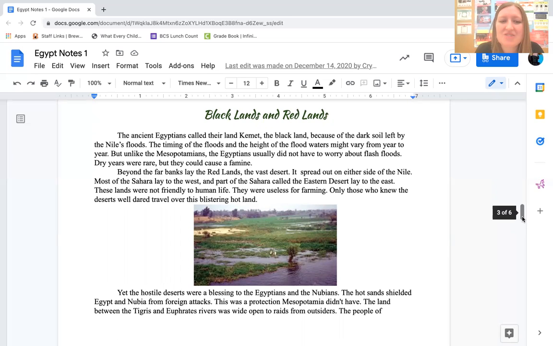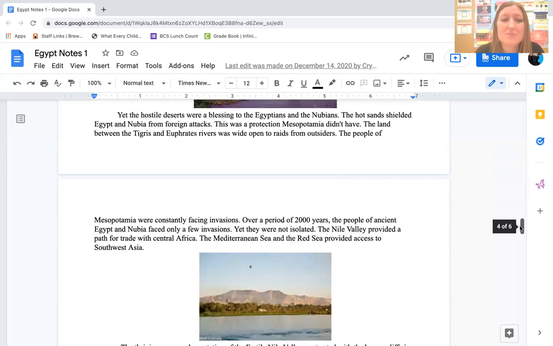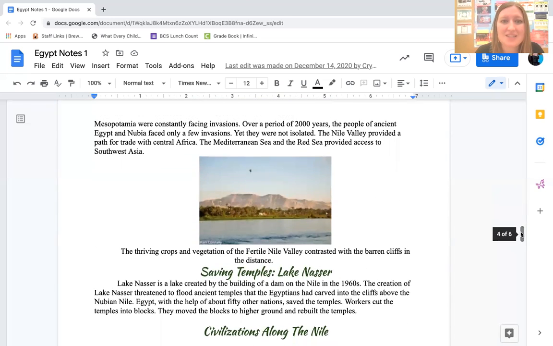The land between the Tigris and Euphrates was wide open to raids from outsiders, and they were constantly being attacked in Mesopotamia, right? Because of their geography, because things were so wide open and beneficial for human survival, the people of Mesopotamia were constantly facing invasions. Over a period of 2,000 years, the people of ancient Egypt and Nubia only faced a few invasions. The Assyrians, most notably, right?